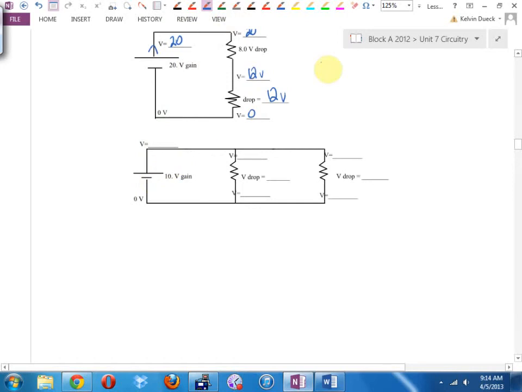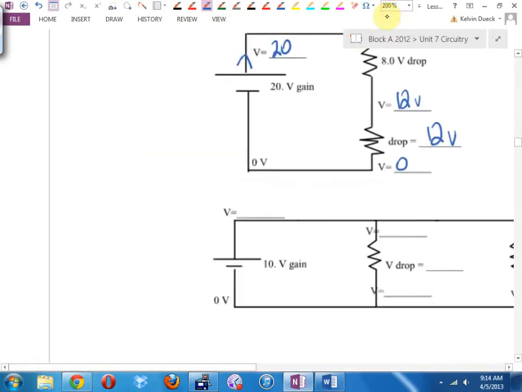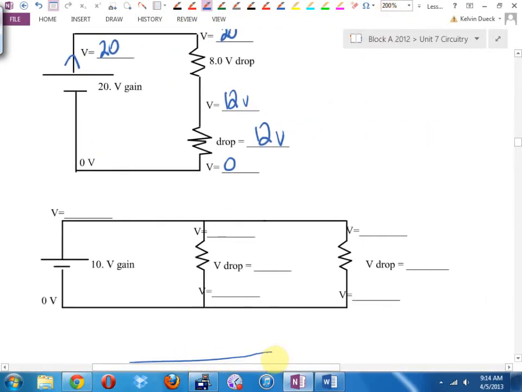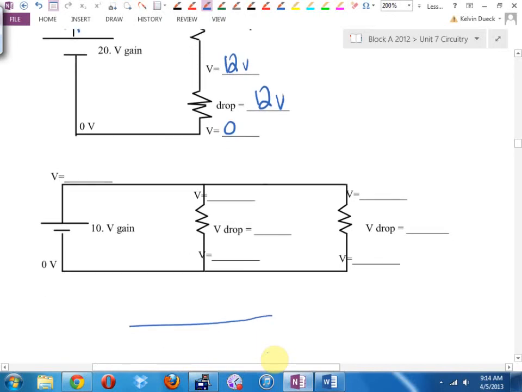Next one. Let's even do this, Mr. Dewick. I think I can make these bigger. Yeah, I can. Cool. Still fit them on. Whoop, didn't want to do that.